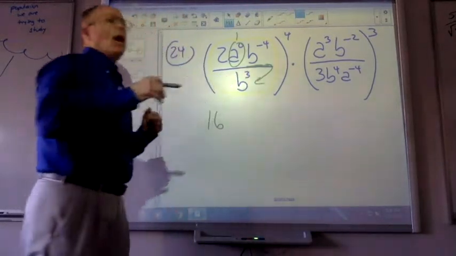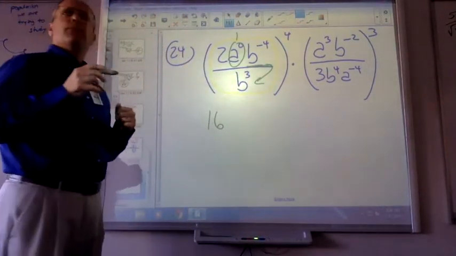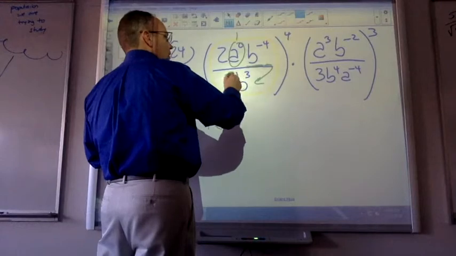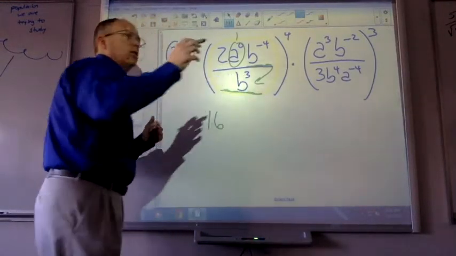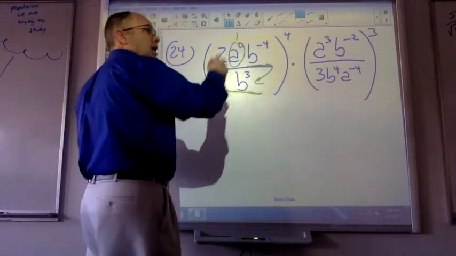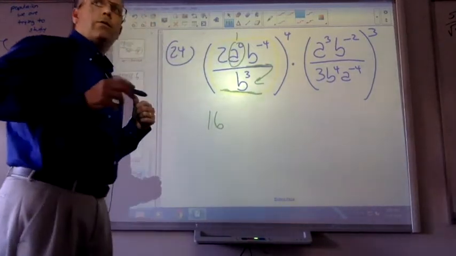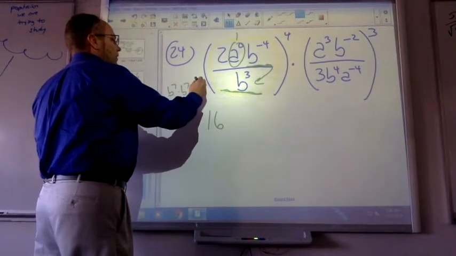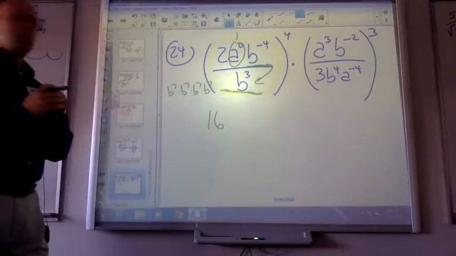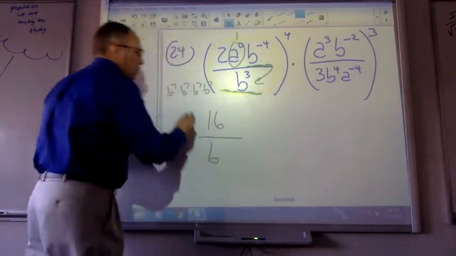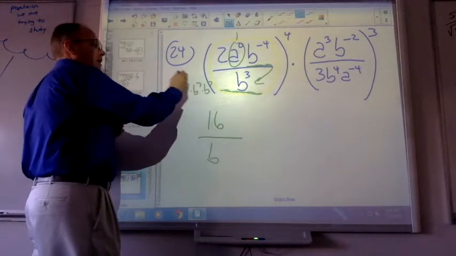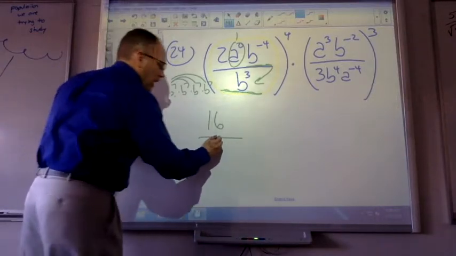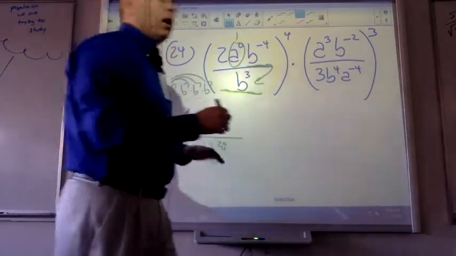So how many b's are on bottom right now? 7. Okay? So if that moves down, that means that down here in this region, I'm going to have b to the 7th. And how many of the yellows did we have? 4. So I have b to the 7th, b to the 7th, b to the 7th, b to the 7th on bottom. So I definitely have a b on the bottom. Like bases that I'm multiplying, I add the exponents. 7 plus 7 plus 7 plus 7. 28.